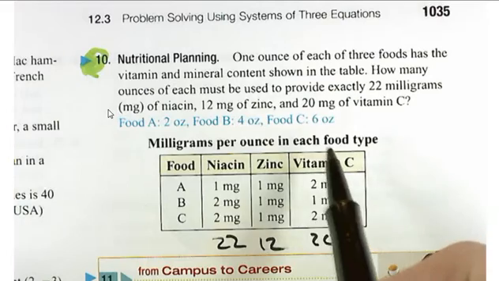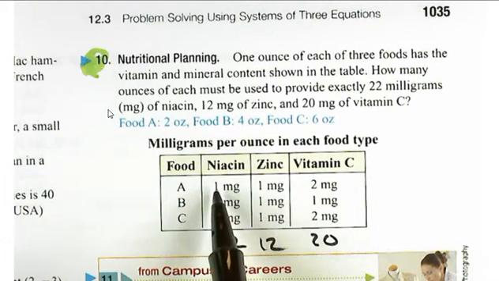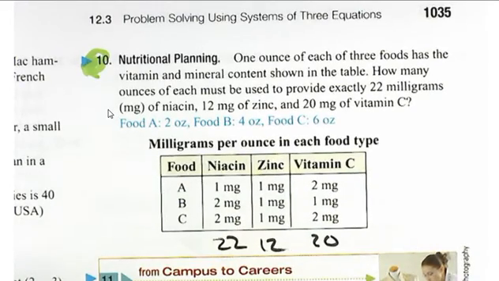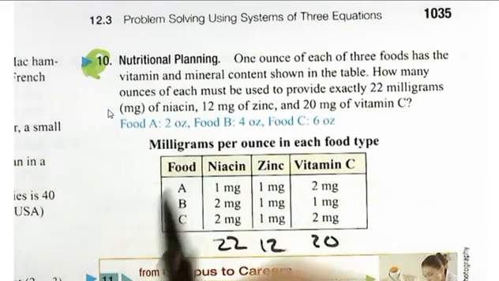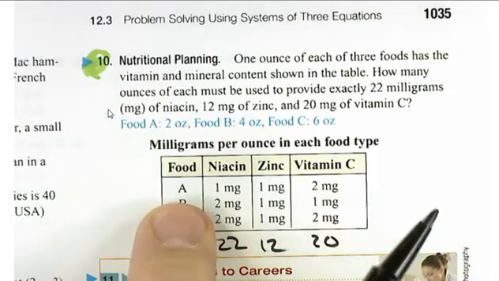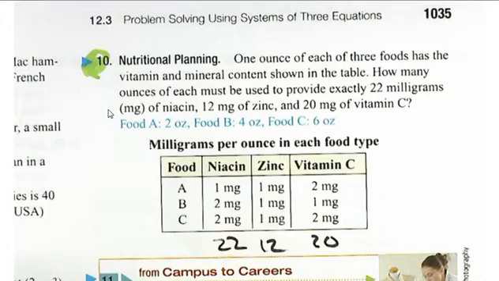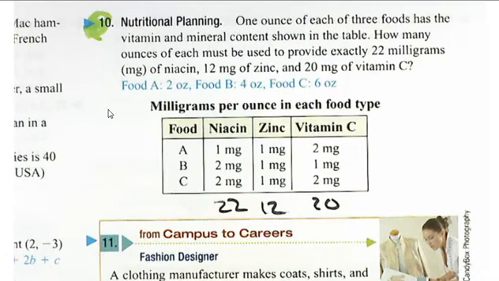How are we going to get that? Well, these different foods, A, B, and C, supply various amounts of these nutrients. Food A gives you 1 milligram of niacin, 1 of zinc, 1 of vitamin C, etc. So these are all our unknowns. We don't know how much of food A, how much of food B, and how much of food C we're going to need for each of these. So let's see if we can't figure out a system of equations for this.